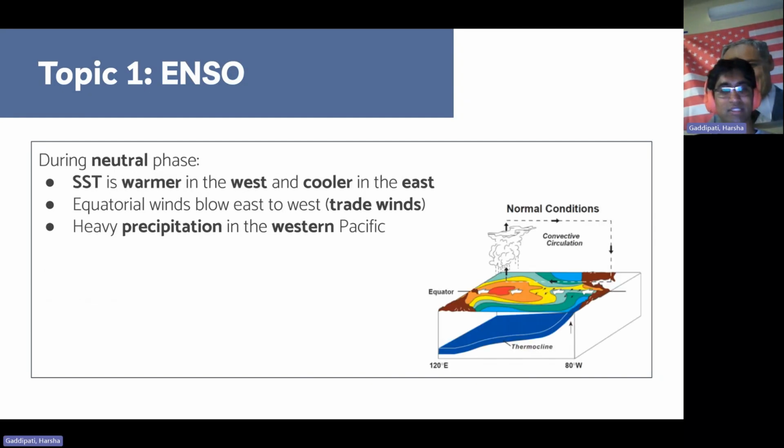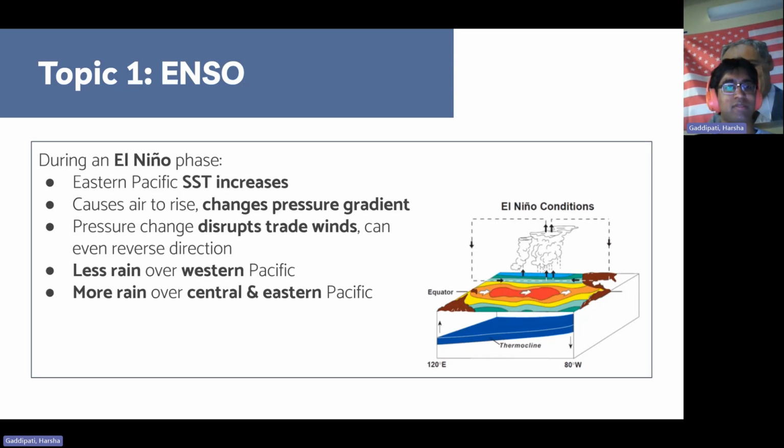During the neutral phase, SST is warmer in the west and cooler in the east. Equatorial winds often blow east to west, also known as trade winds, and there's also heavy precipitation in the Western Pacific. With the heavy precipitation, I'm sure you guys probably know a little bit of this already. If you don't, it's okay. You've got plenty of time to still read up on it, but things like typhoons and monsoon season are correlated with these patterns.